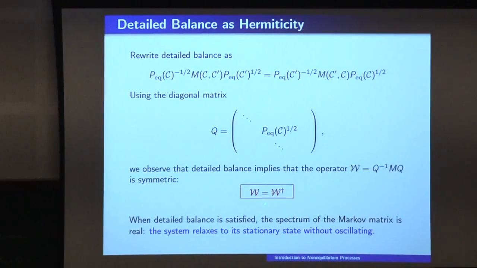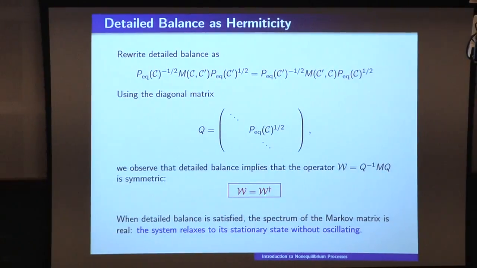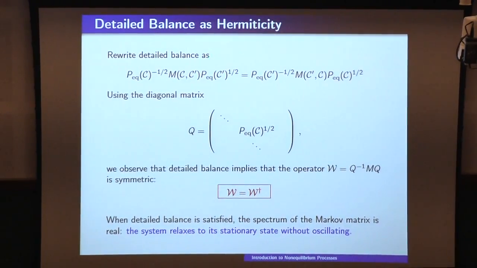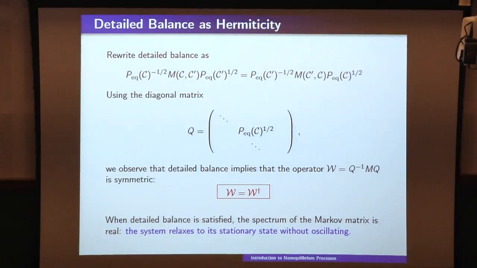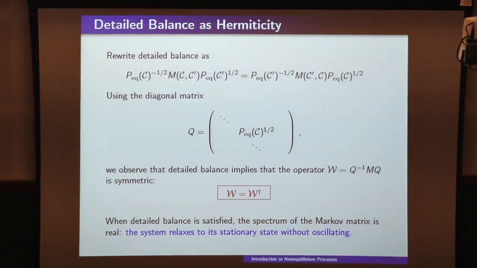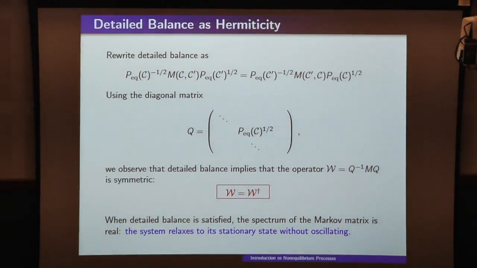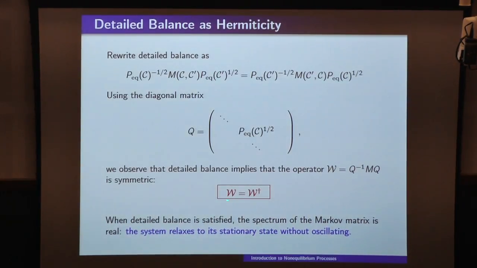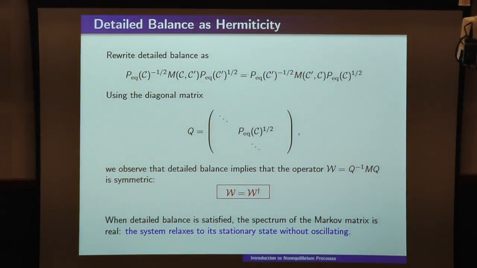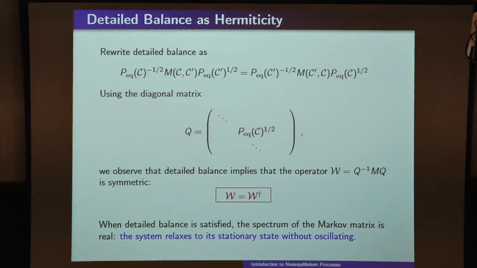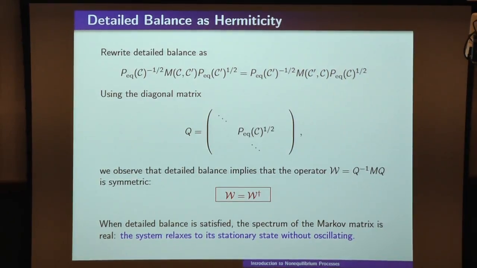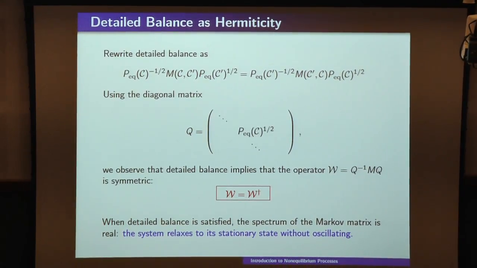So indeed, there is a very nice relation between the fact of being Hermitian symmetric and satisfying detailed balance, which is nothing but satisfying time reversal. Okay? And because the spectrum of a symmetric matrix is made of real numbers, this tells you that there are no complex oscillations. When a system goes towards equilibrium, it relaxes without oscillating. The presence of oscillation is a signature of non-equilibrium, if you wish.